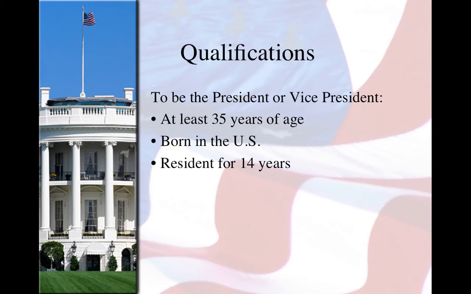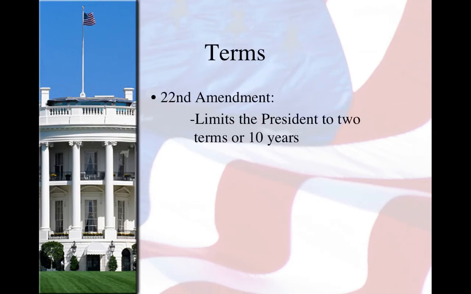Qualifications to be the president or vice president: must be at least 35 years of age, born in the United States, and be a resident for 14 years. Terms. The 22nd Amendment limits the president to 2 terms or 10 years. Very important. The 22nd Amendment limits the president to 2 terms or 10 years.